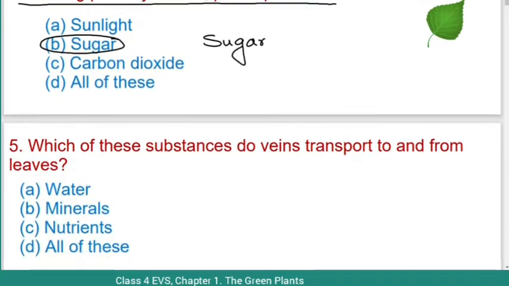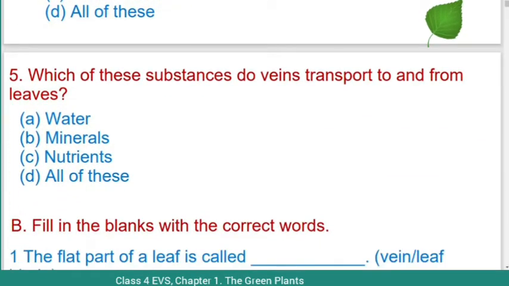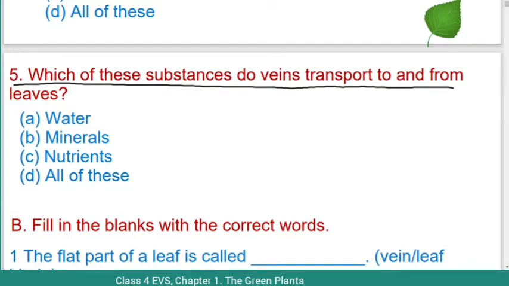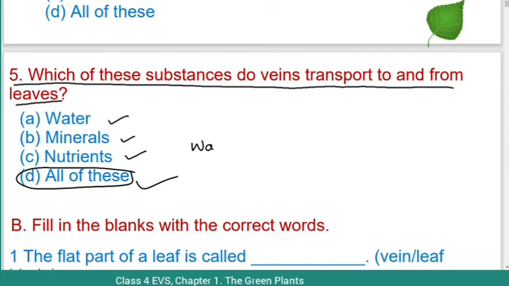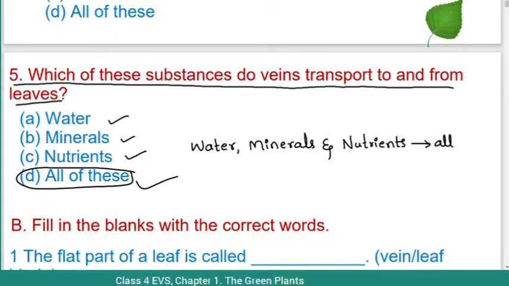Fifth question. Which of these substances do veins transport to and from leaves? Water, minerals, nutrients, all these things veins transport to and from leaves. So the correct option is all of these, that is water, minerals and nutrients. These substances are transported by veins to and from leaves.